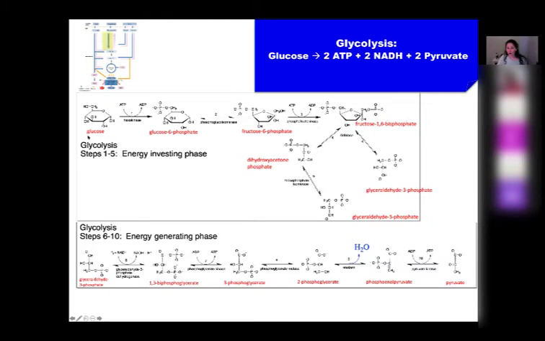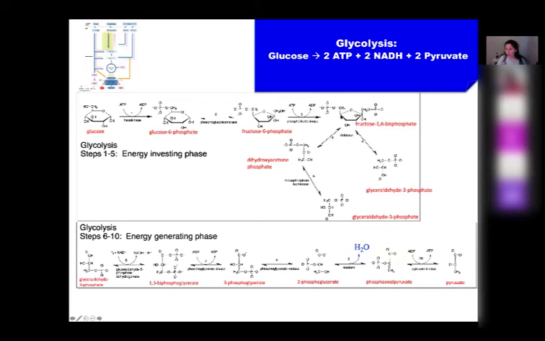I'd like you to know some little details about this entire metabolic pathway. I don't expect you to memorize this, so please don't waste your energy memorizing it, but understand that glucose is phosphorylated, so there's an energy investment stage here. That's what these first 5 steps are. We phosphorylate glucose, and we isomerize it into fructose, so we make it into an isomer.